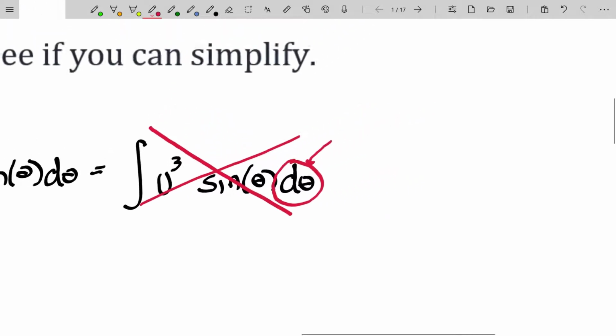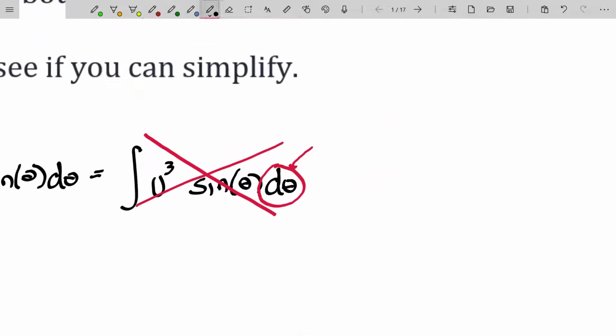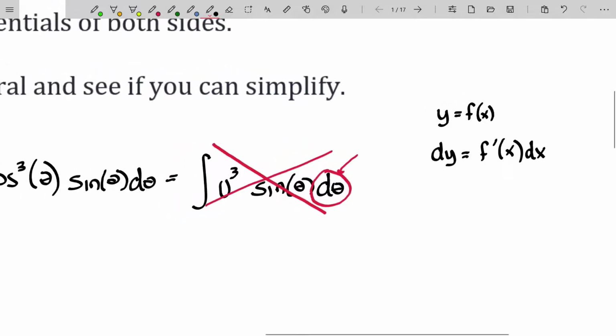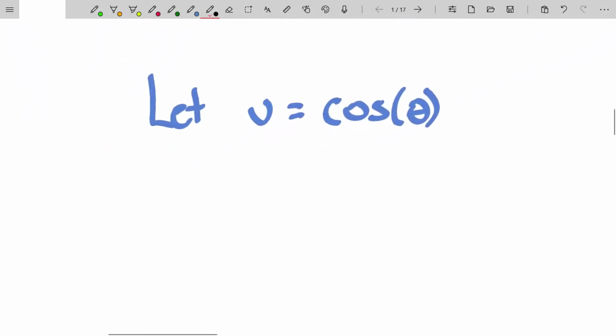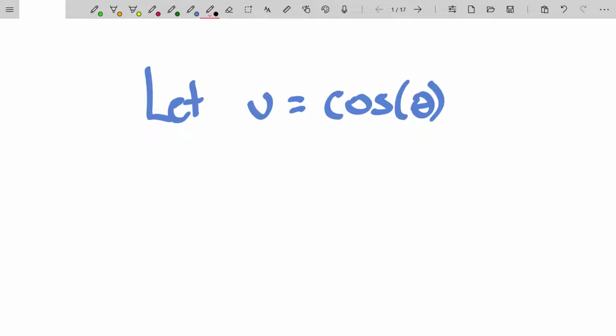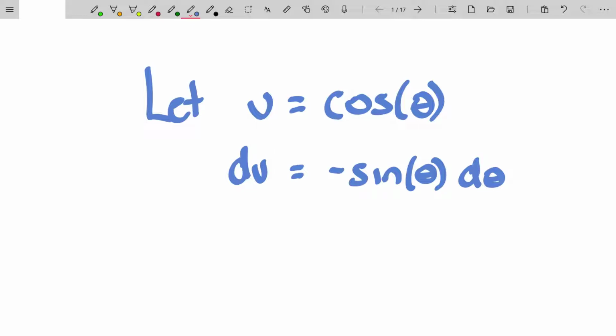And recall from your differential calculus course that if y is a function of x, then dy is defined to be f prime of x dx. That's the differential of y is defined to be the derivative of the right-hand side times the differential of the independent variable. Well, in this case, we let u equal the cosine of theta. Writing the differential of u, du, we get negative sine of theta, that's the derivative of the cosine of theta, and then times the differential of the independent variable, d theta.